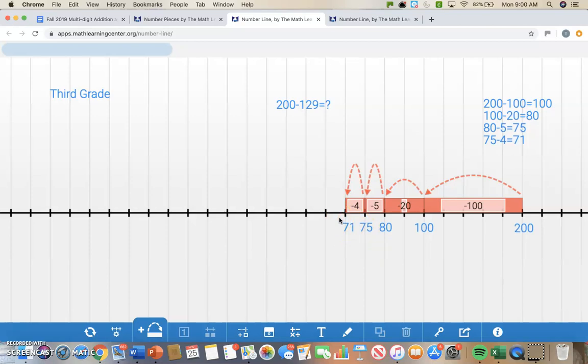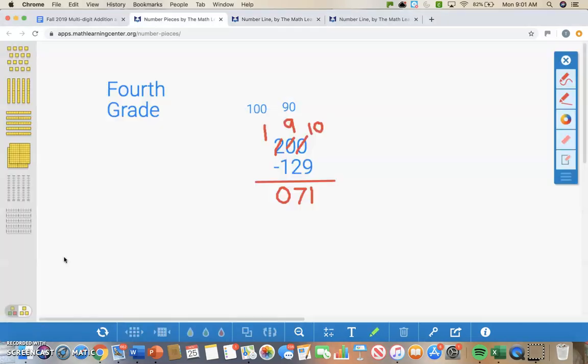So this is how the student would come to solve this problem. They used compensation to make numbers friendly, things that they already knew how to subtract, to get the answer based on using their number line. The last one we're going to look at is how a fourth grader would go about solving the subtraction problem 200 minus 129. For this one, the student used an equation to model the standard algorithm strategy.